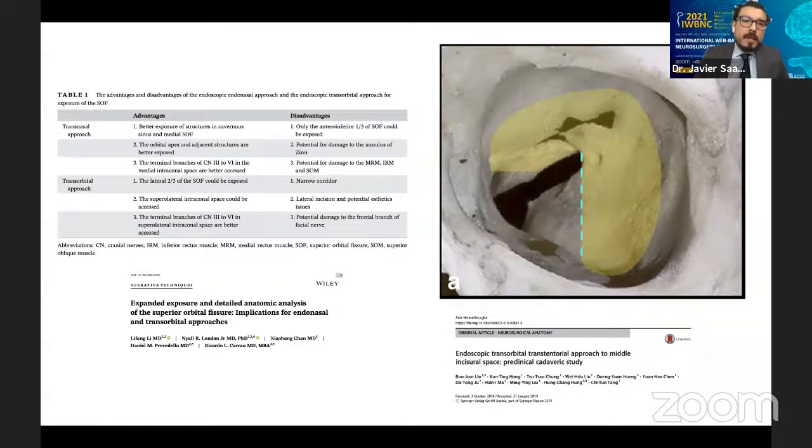So as I was saying, surgeons around the world started to realize that. So in this study made by Dr. Lee, Dr. Prevedello, and Dr. Carrau, they were trying to compare how easy it was to access the inferior and medial third of the orbit. And they realized that just this part is easier to access through an endonasal endoscopic approach. But all the other 2/3 of the orbit are more easily accessed by a superior eyelid approach.